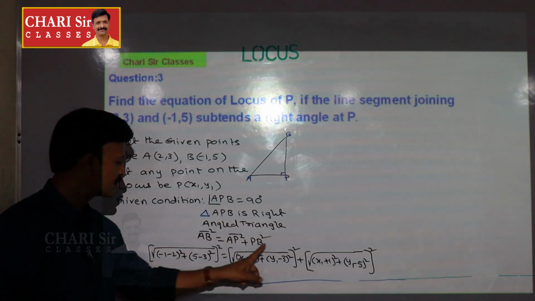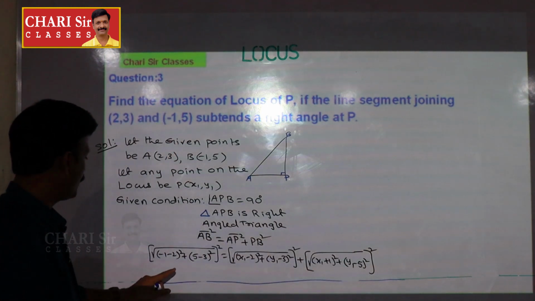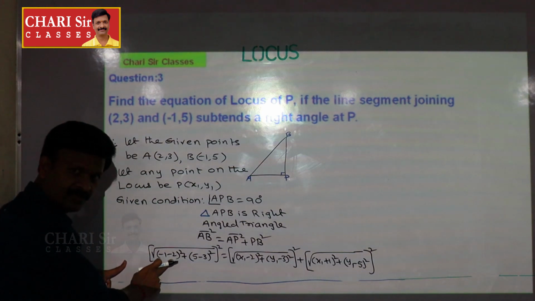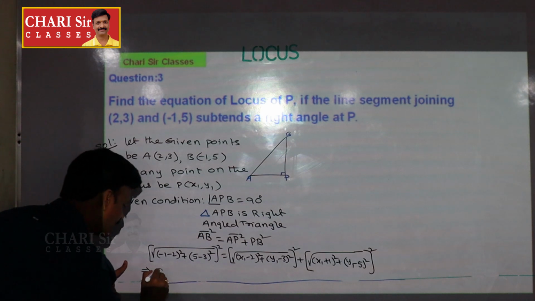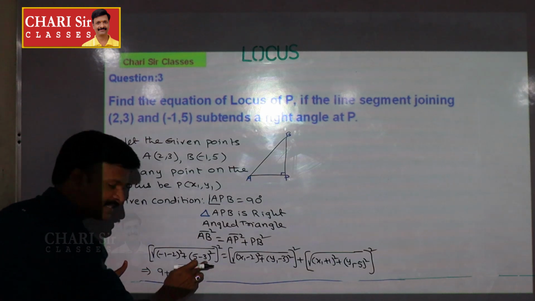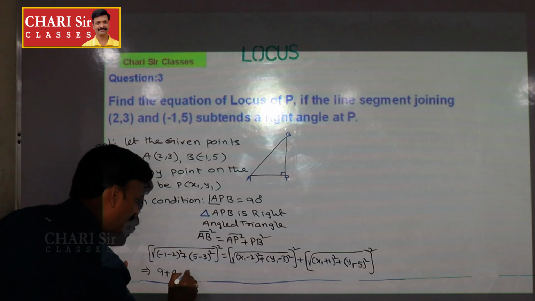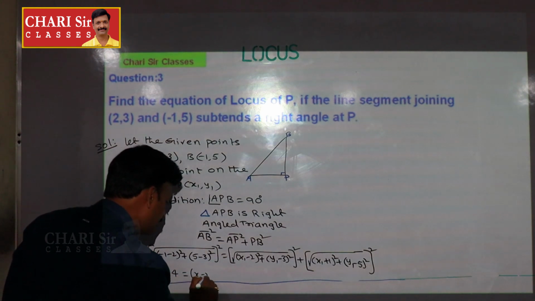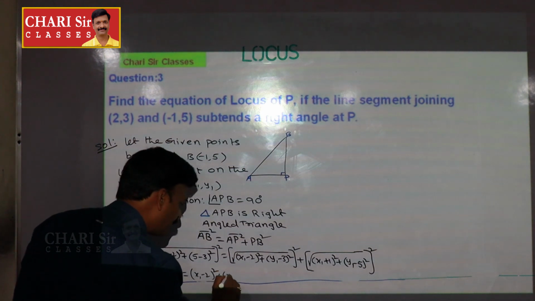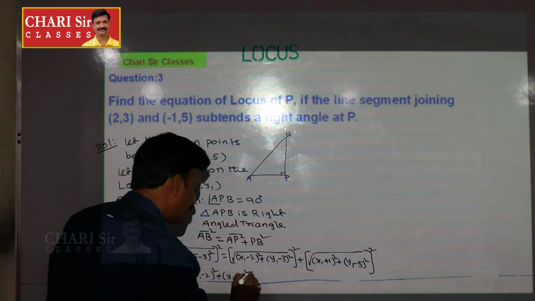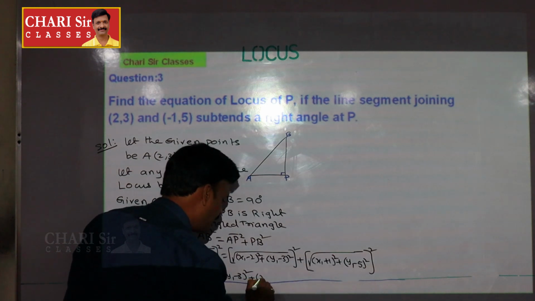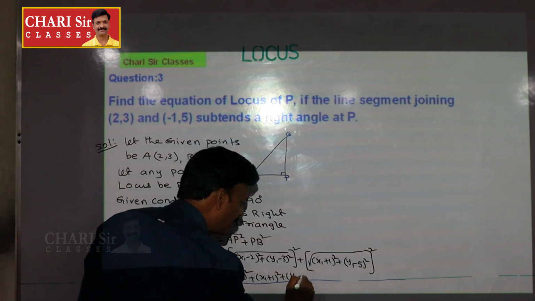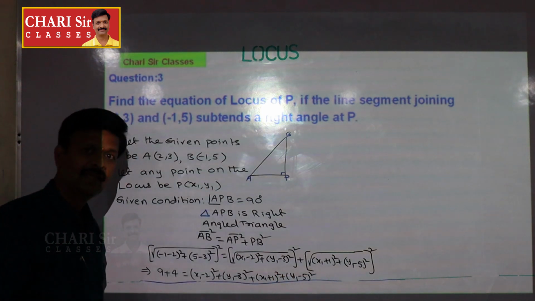Now, square and root will get cancelled. So what is the final? That is -1 - 2, which is -3. (-3) whole square is 9, plus (5 - 3) which is 2, square is 4, which is equal to (x1 - 2) whole square plus (y1 - 3) whole square plus, here root and square get cancelled, (x1 + 1) whole square plus (y1 - 5) whole square, like this.